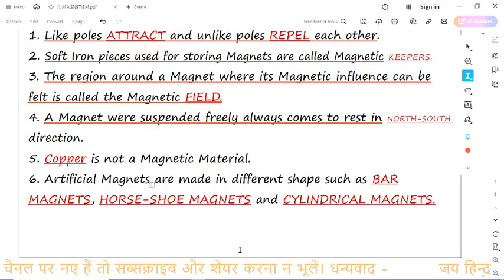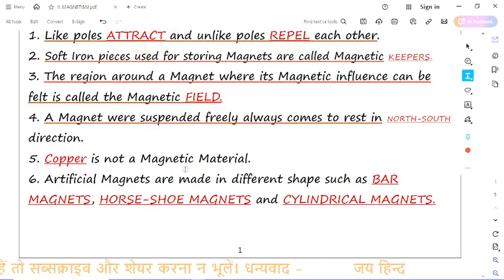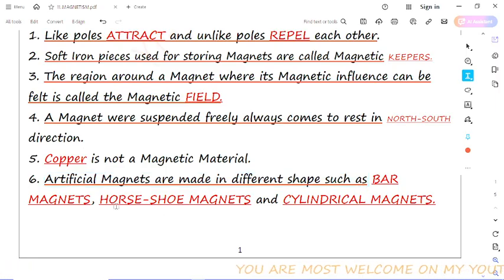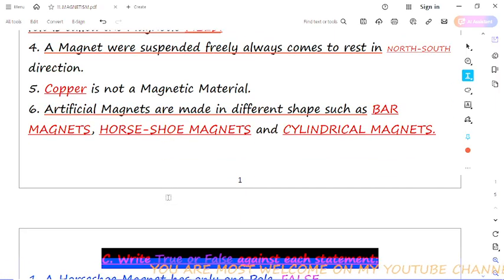Now the next is: dash is not a magnetic material. Copper is not a magnetic material. The next is: artificial magnets are made in different shapes such as bar magnets, horseshoe magnets and cylindrical magnets. These are the magnets.